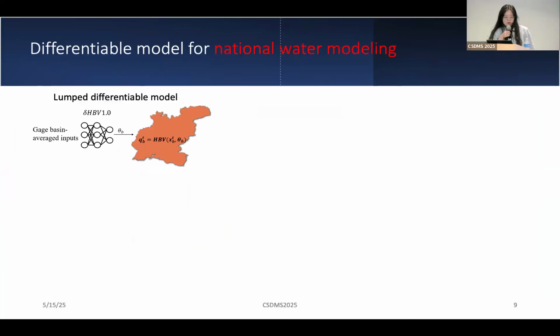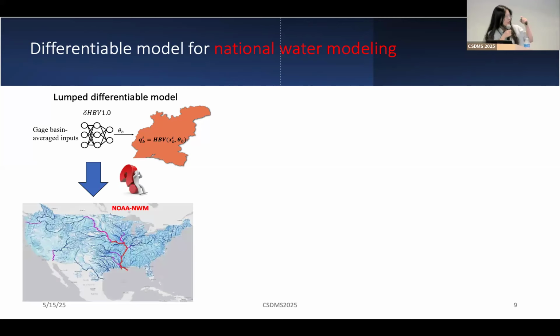Now we have introduced that differentiable modeling can provide high accuracy, and it can provide predictions of those untrained variables and can be used for complex models. How can we use it for national water modeling? Those hydrological models we mentioned in the previous slides, like HBV, PRMS, and SACMA, are lumped models. They use basin-averaged input to provide the prediction of the streamflow at the downstream of the gauge.